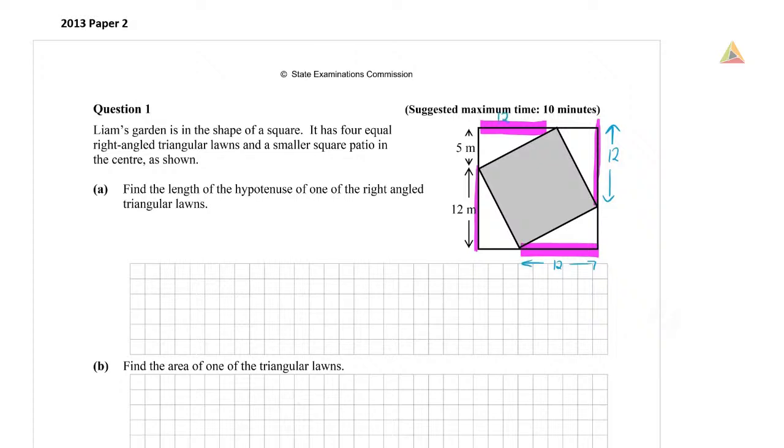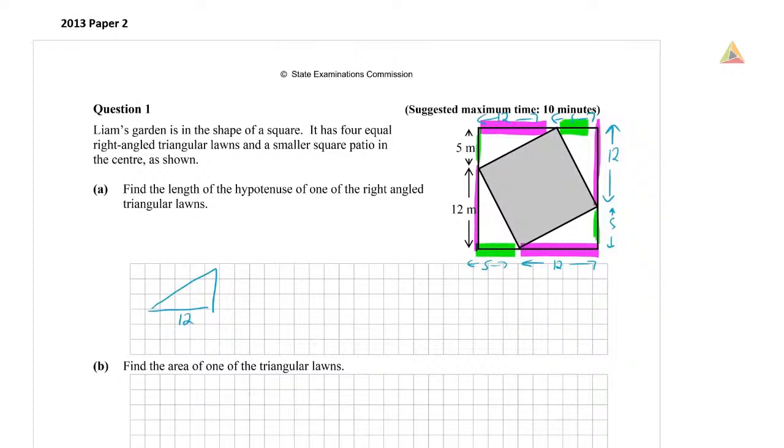12 is marked in there, and 12 here as well. Similarly, we mark in the 5s. So this part is 5, this part is 5, this part is 5, and this part is 5. So we'll just mark that into the diagram. So we have 5, 5, and 5. So we can pick any of the triangles there because they're all the same. So I'm going to pick this one here.